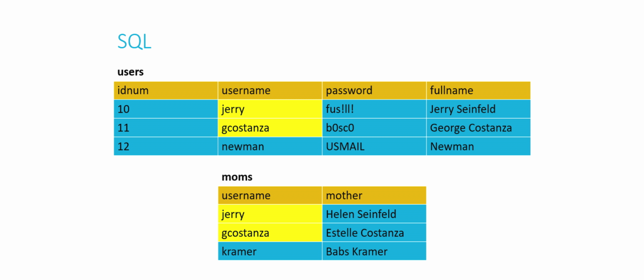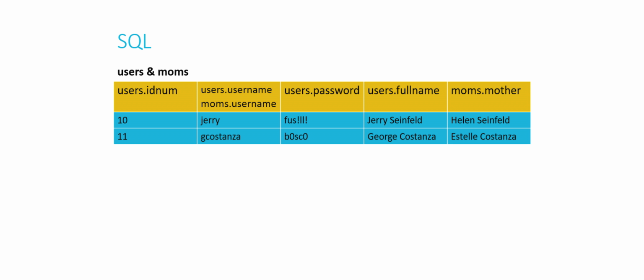Based on that, we create this hypothetical table called users and moms that contains all of the information that appears in both of those tables. But notice that the second column there indicates the overlap. This column refers to data that is in both users.username and moms.username. So that's what we're extracting here.